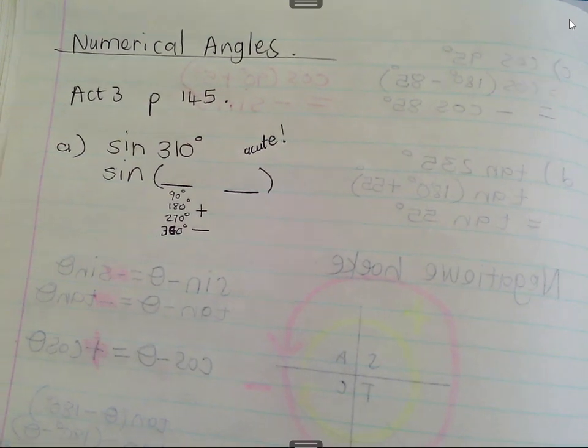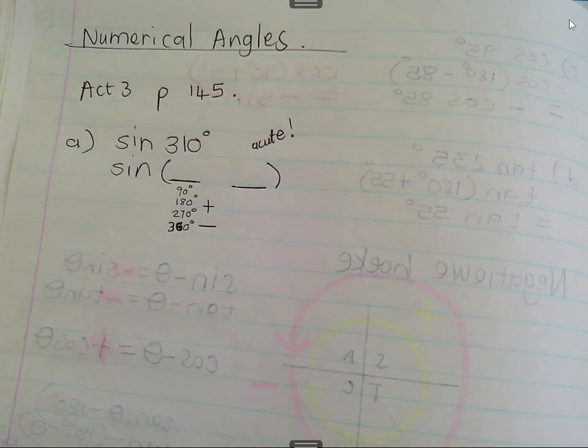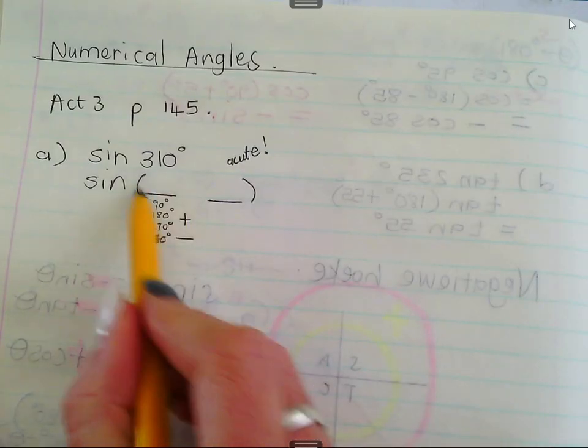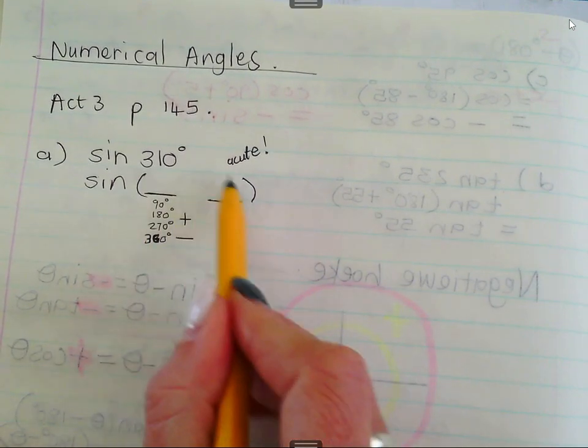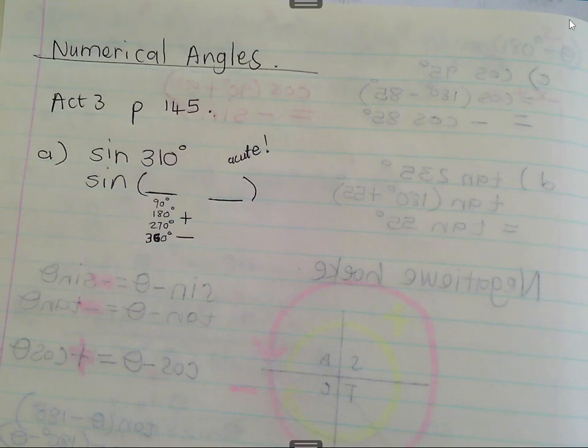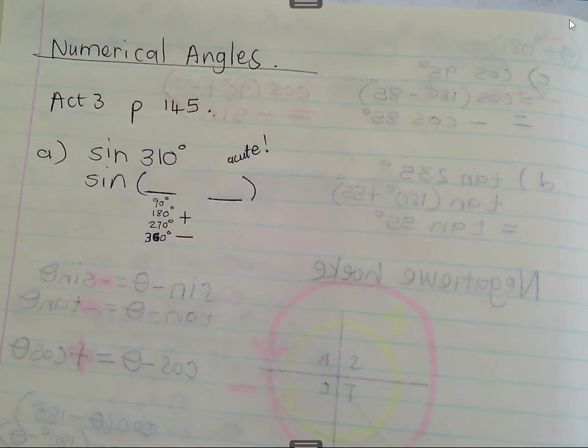Okay. Having said that, what do you think can we put in there, plus or minus what, that will give us 310? Okay, why not 180?